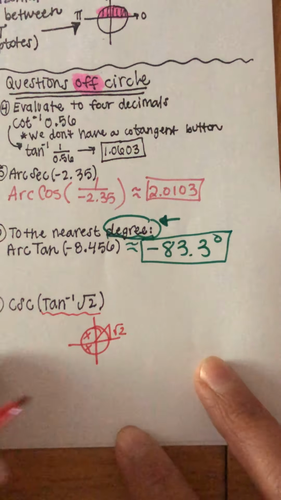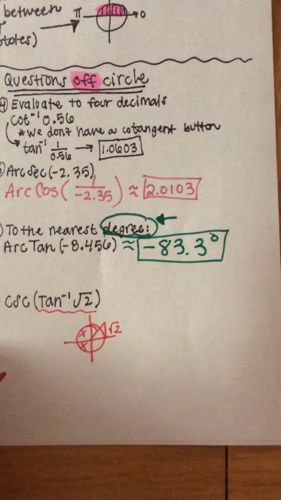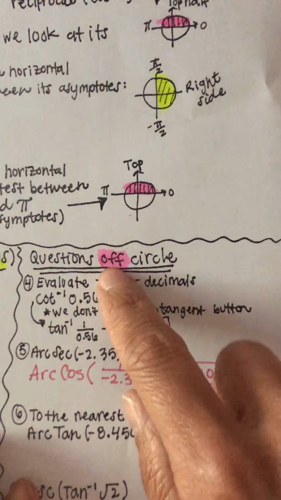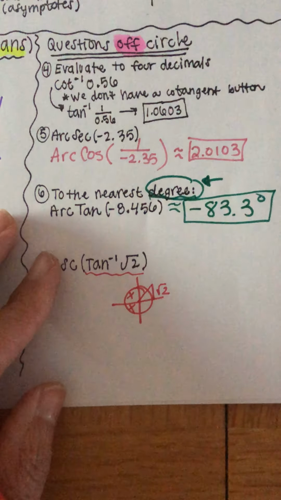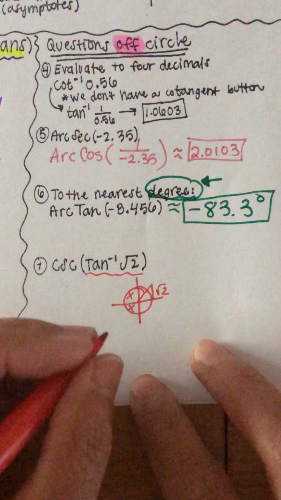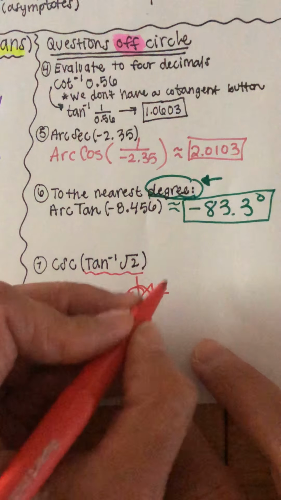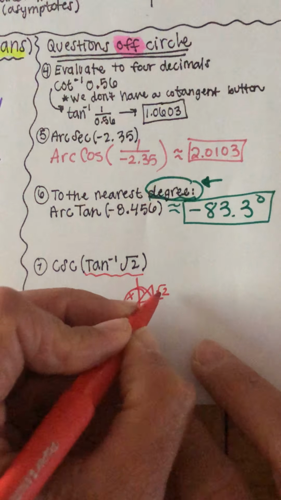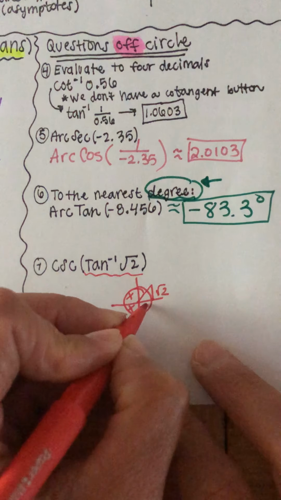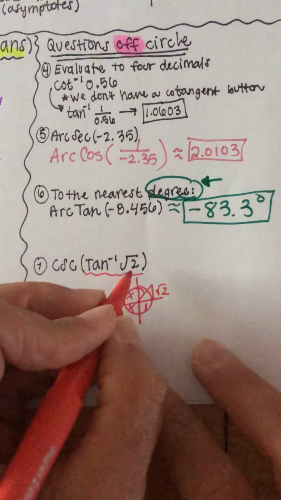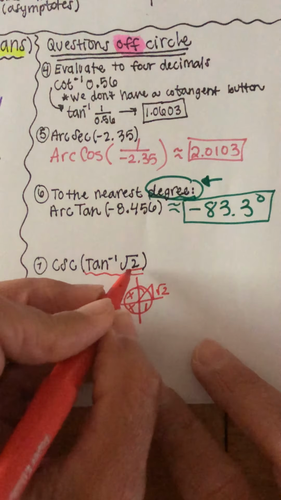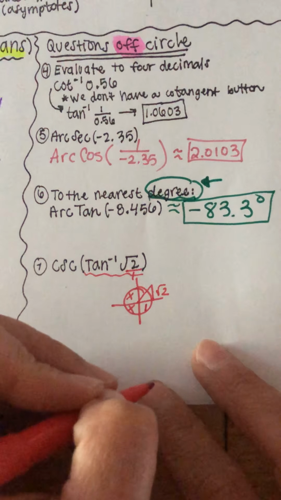I have to use a reference triangle because this is not a unit circle problem. These are off the circle. Oh, duh. I was checking to see if it was on the circle, but I already know it's off because it says it up above. And I know that tangent is square root of 2, and so that's why I put the opposite side as square root of 2, but the adjacent side must be a 1 because tangent is opposite over adjacent. Any number can be made a fraction by putting it over 1.